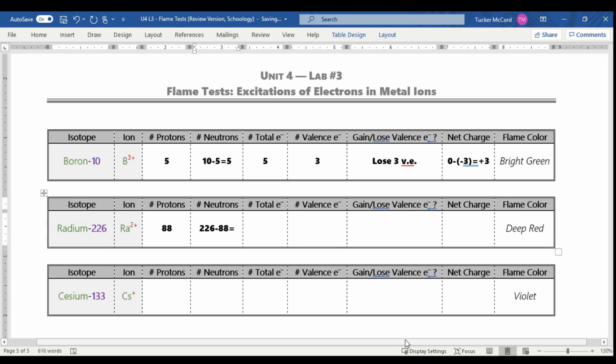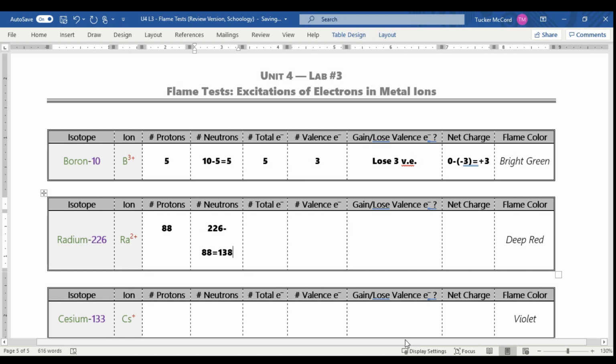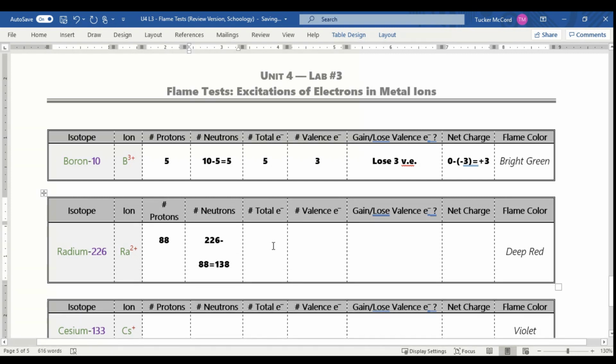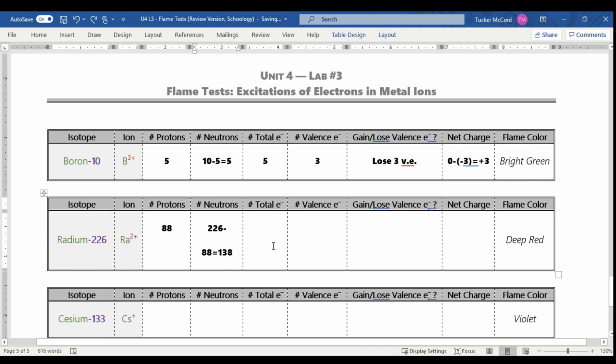226 minus 88. That gives me 138. Make that a little bit wider. Maybe I can't. Well, that's okay. It'll just be kind of bumped down there. Okay, so we've got 138 neutrons. Again, our total number of electrons matches the number of protons. So if we have 88 protons, we have 88 total electrons.